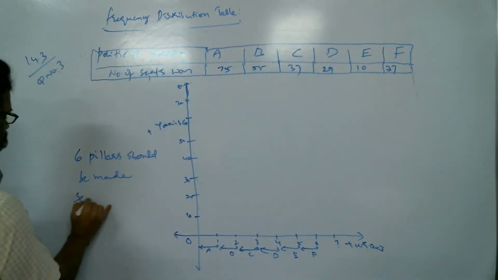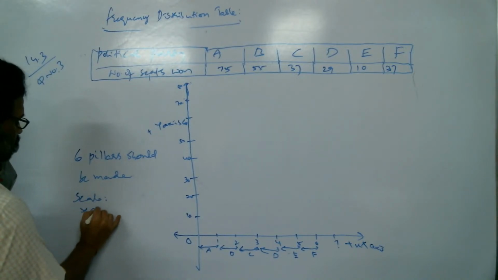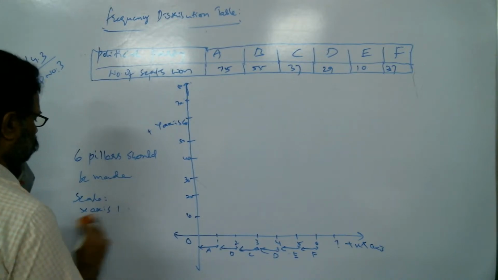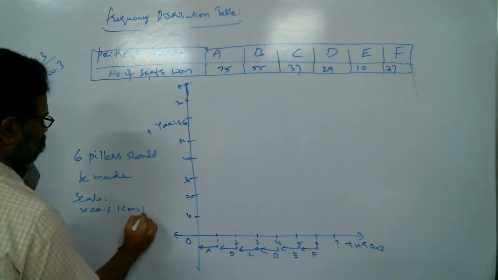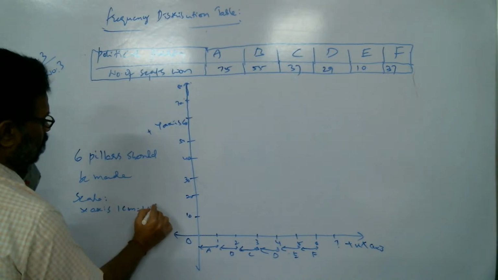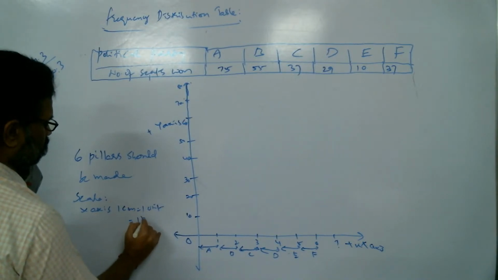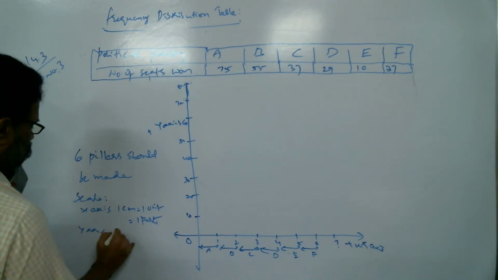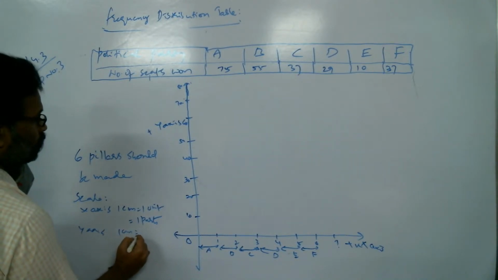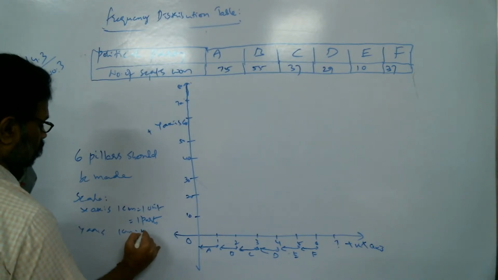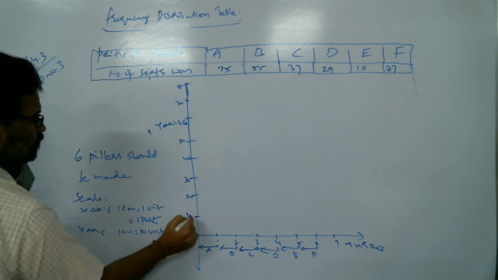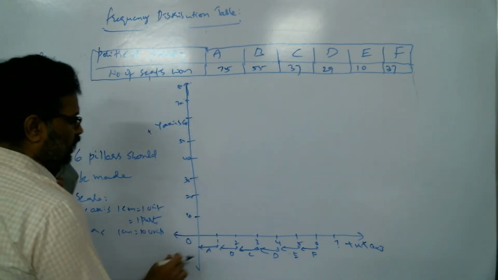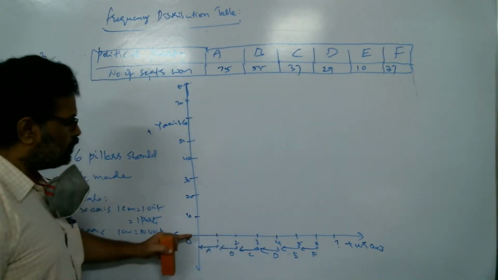Now scale. X-axis 1 centimeter is equal to 1 unit. Y-axis 1 centimeter is equal to 10 units because you are using 10, 20 like that now, right? Now start with the first case. Up to here you have to mark, right? Already this is what's here.